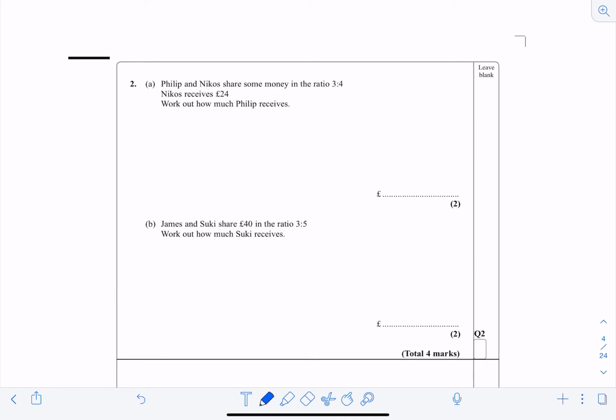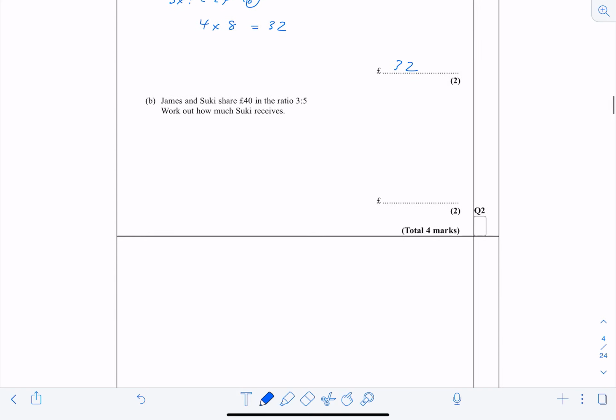Question number 2. Philip and Nikos share some money in the ratio of 3 to 4. Nikos receives £24. Okay, so 3 lots of something go into 24. So 3 times something equals 24, and that something equals 8. So for every 3 lots of 8 that Philip gets, Nikos gets 4 lots of 8. So it's going to be 4 times 8, which is 32. So I'm going through this one quite quickly, just to save a bit of time.